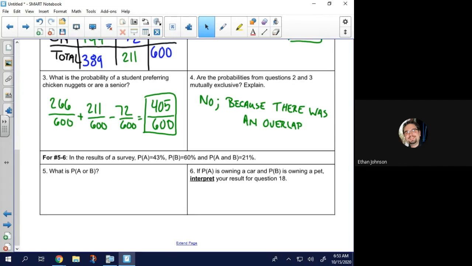For questions 5 through 6, in the results of the survey, probability of A equals 43%, probability of B equals 60%, and the probability of A and B equals 21%. Question 5 says, what is the probability of A or B? So we need to take probability of A, which is the 43%, plus the probability of B, minus the overlap or the probability of A and B. And we should get 82%.